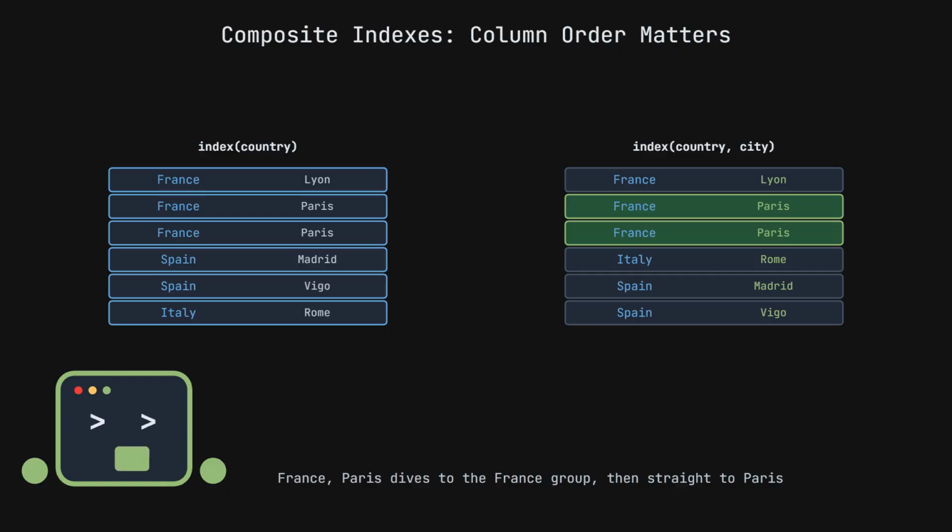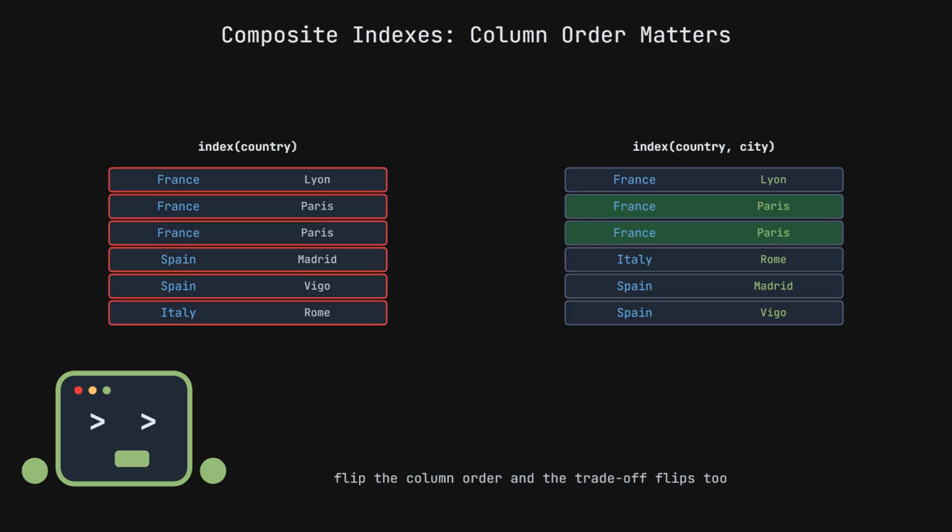Now a query for France and Paris dives to the France group, then straight to the Paris rows inside it. One clean path, no scanning. But a query for just city, skipping country entirely, gets almost no benefit. City values are scattered across every single group. Flip the column order, and the trade-off flips too. This is why the leftmost column of a composite index matters so much.